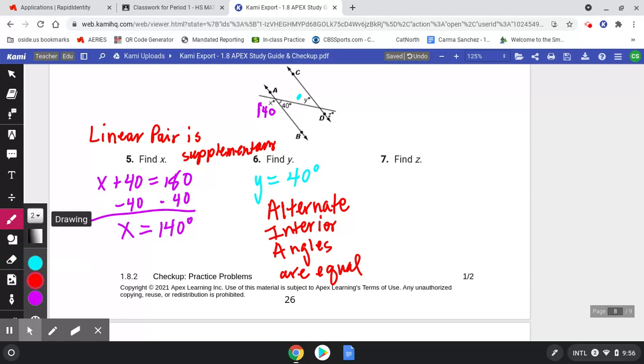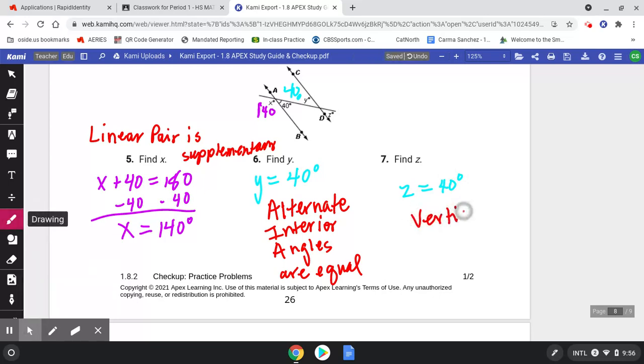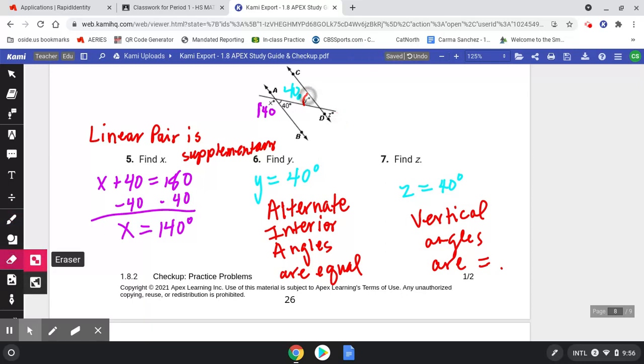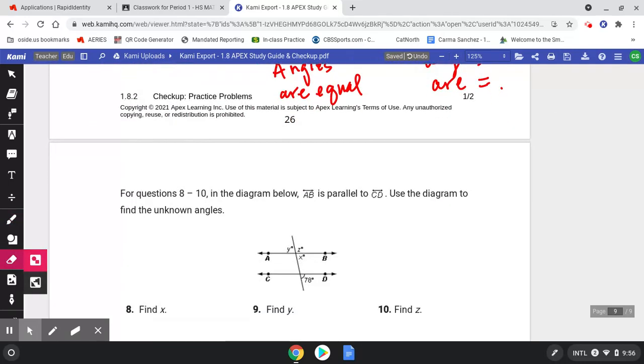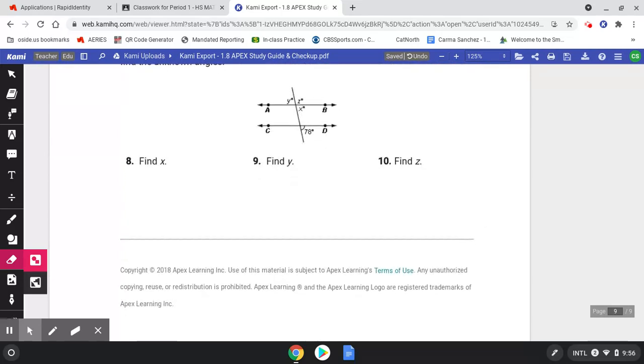Finally, it says to find Z. Now that we just found that Y is 40, do you see that Z is also equal to 40 degrees? And the reason is vertical angles are equal. And so this Z is vertical from Y. And that's it. Oh, no, just kidding. Fake out. We have 3 more. So find X, Y, and Z.